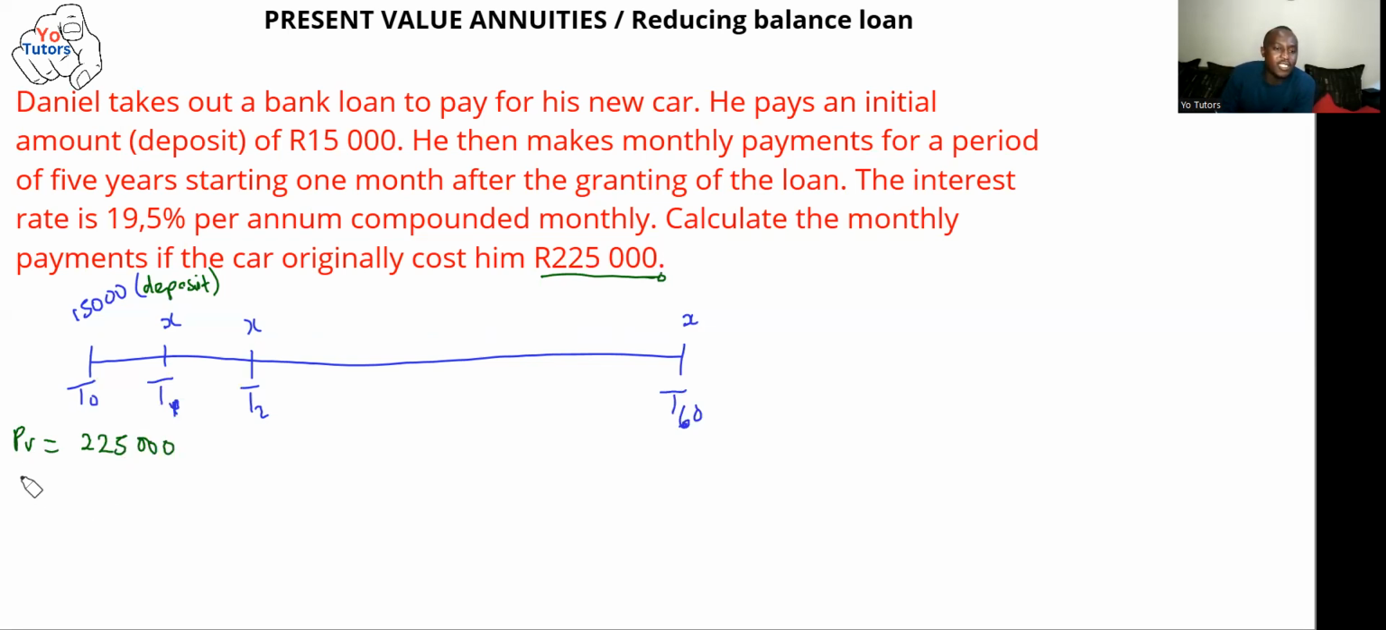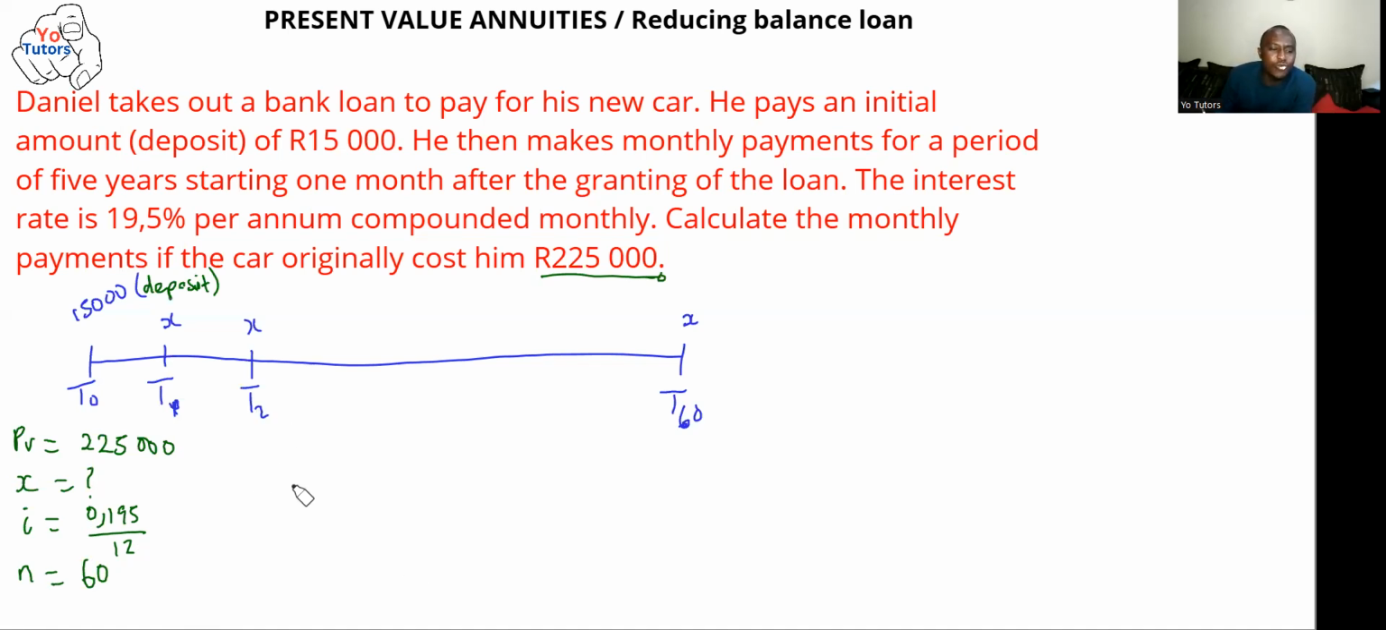And what do we have again? The X we don't have. We are looking for it. What is our I? Our I is 0.195 over 12 because it is compounded monthly. What is our N? Our N is 60. Then we have almost everything that we want there.